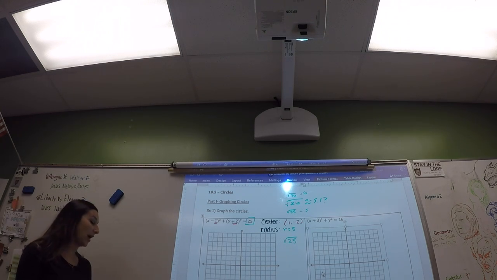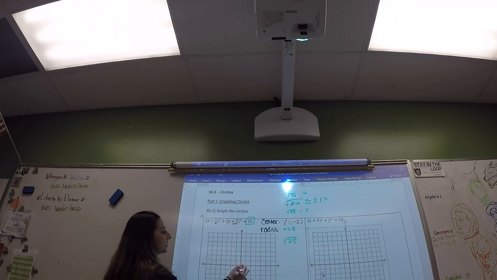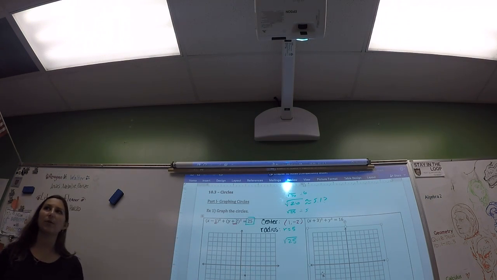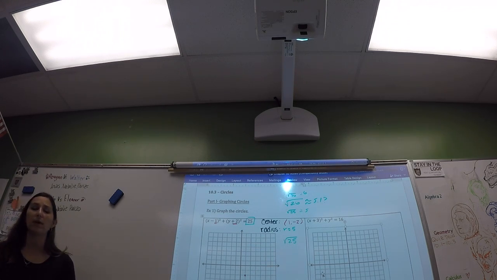All right, so let's graph it. So we're going to graph our center. So the center is at (1, -2). I graph my centers with an X because I don't want to confuse them with other points on the graph, but you can graph it with a point, whatever you want to do.